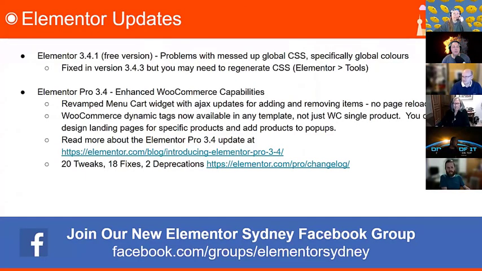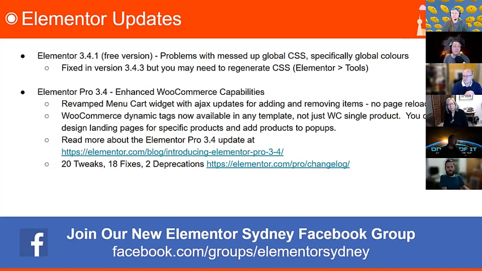So I tend to just have this little spot here just to let you know what's happening in the Elementor world. I'll post a couple of links in the chat, based on some of these articles. The first thing was Elementor 3.4.1, the free version of Elementor. That was released recently. Now, there were problems with messing up the global CSS. A lot of people, when they upgraded to 3.4.1, found that some of their global colors had reset to the normal, and some others had a few CSS problems.